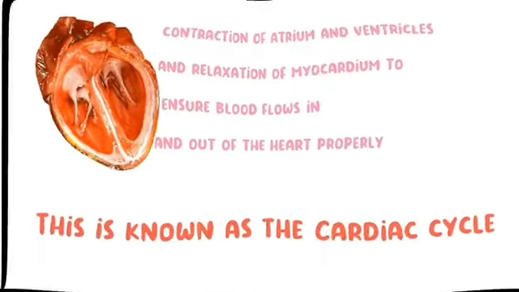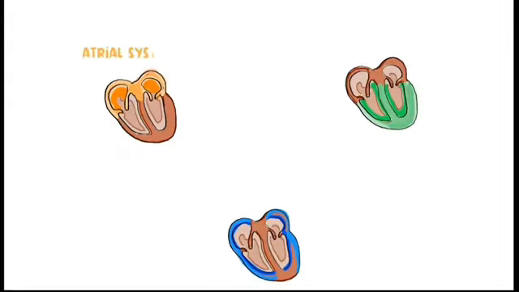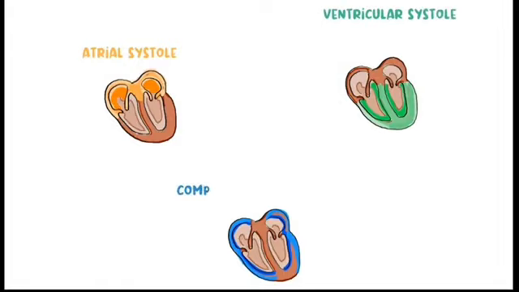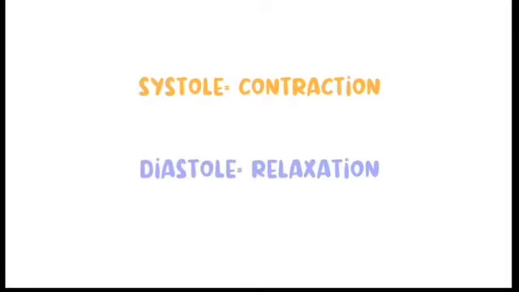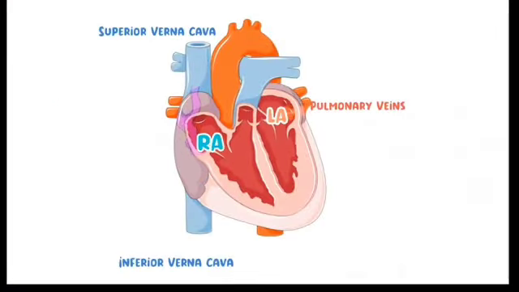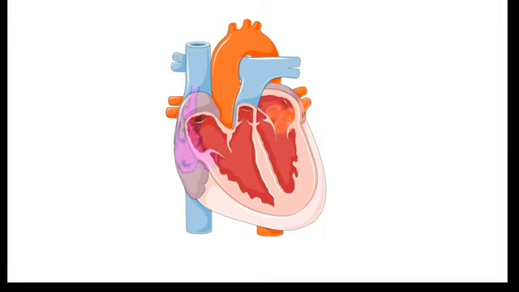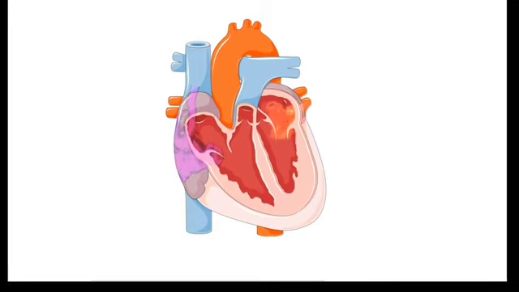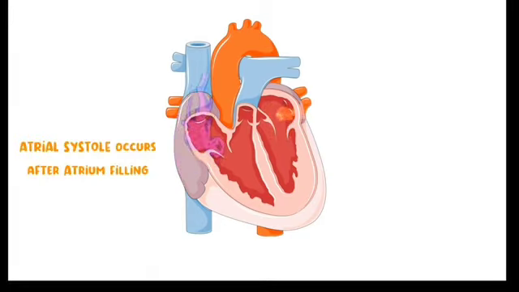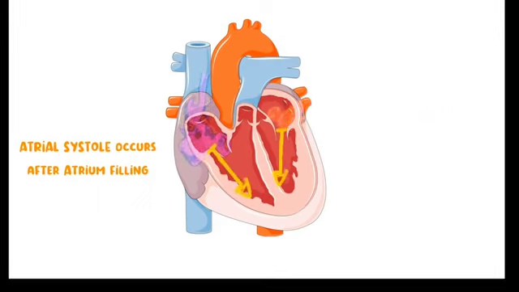There are three steps of the cardiac cycle: the atrial systole, the ventricle systole, and complete cardiac diastole. Systole means contraction, while diastole means relaxation. Blood comes into the right atrium through the superior vena cava and inferior vena cava. Blood comes into the left atrium through the pulmonary veins. Atrial systole occurs when the atrium is completely filled with blood. Atrial systole happens in 0.1 second. Atrial systole pushes blood from the right atrium to the right ventricle and from the left atrium to the left ventricle.